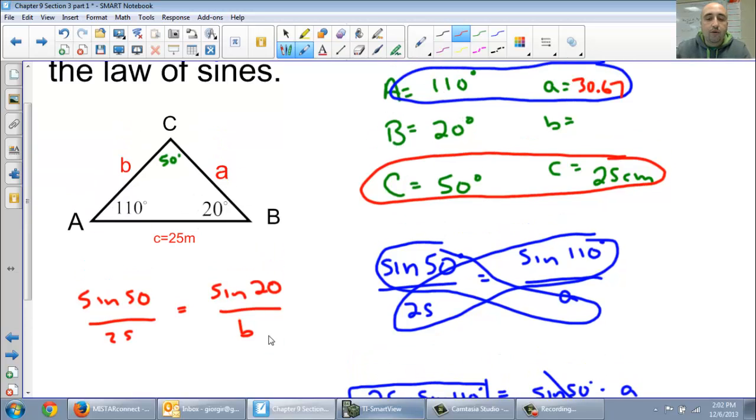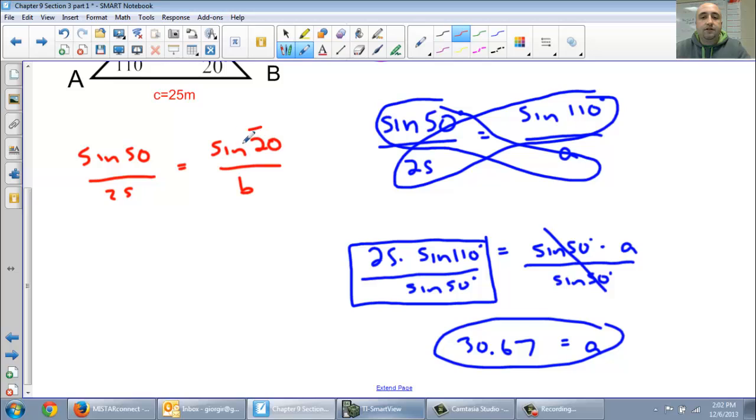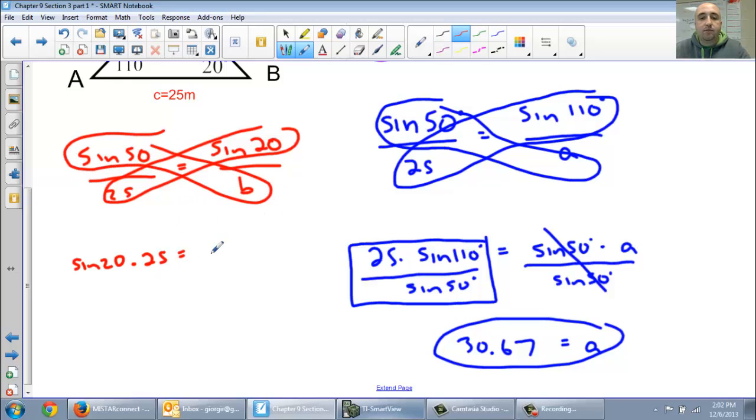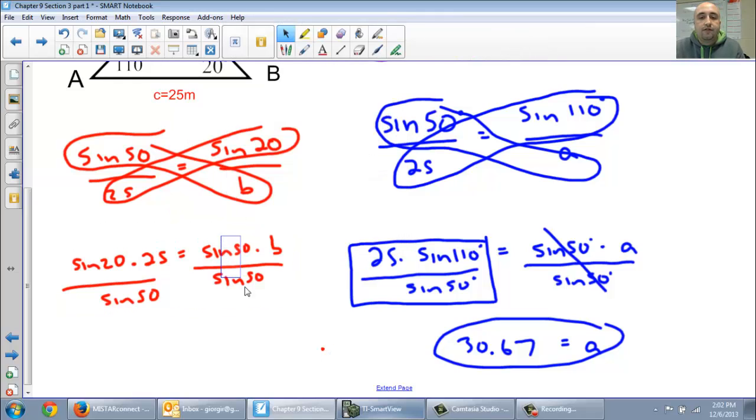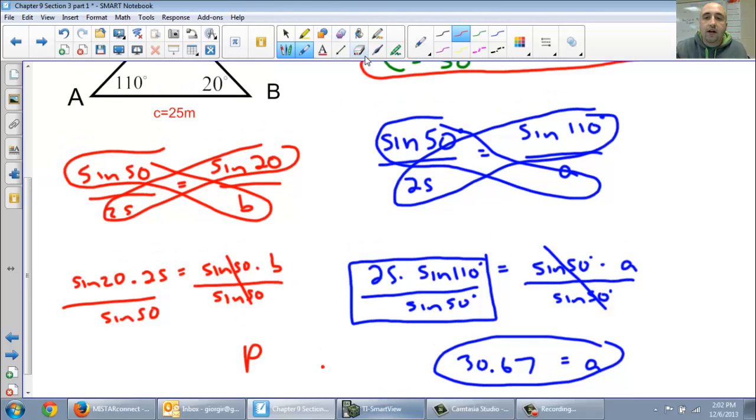Now we're going to cross multiply again. Sine of 20 times 25 is equal to sine of 50 times little b. And then how do I get b by itself? I need to divide by sine of 50. So sine of 50 over sine of 50 cancel each other out. Those are 1. So I'm left with b is equal to sine of 20 times 25 divided by sine of 50.